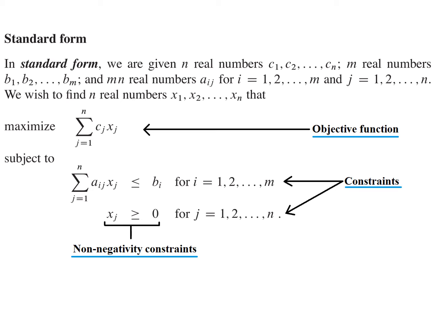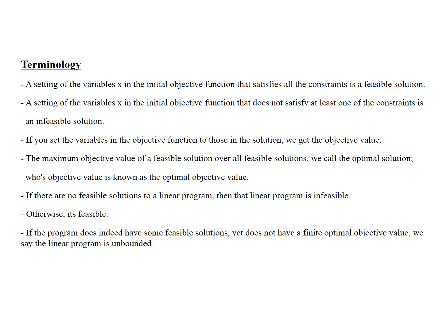Before we continue, we'll be introducing the terminology used to describe solutions to linear programs. A setting of the variables x in the initial objective function that satisfies all the constraints is a feasible solution. A setting of the variables x in the initial objective function that does not satisfy at least one of the constraints is an infeasible solution. If you set the variables in the objective function to those in the solution, we get the objective value. The maximum objective value of a feasible solution over all feasible solutions we call the optimal solution, whose objective value is known as the optimal objective value.